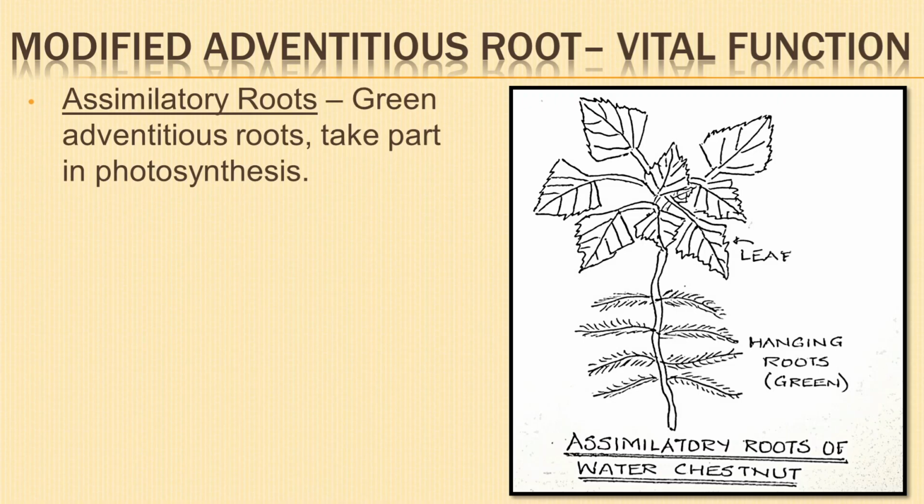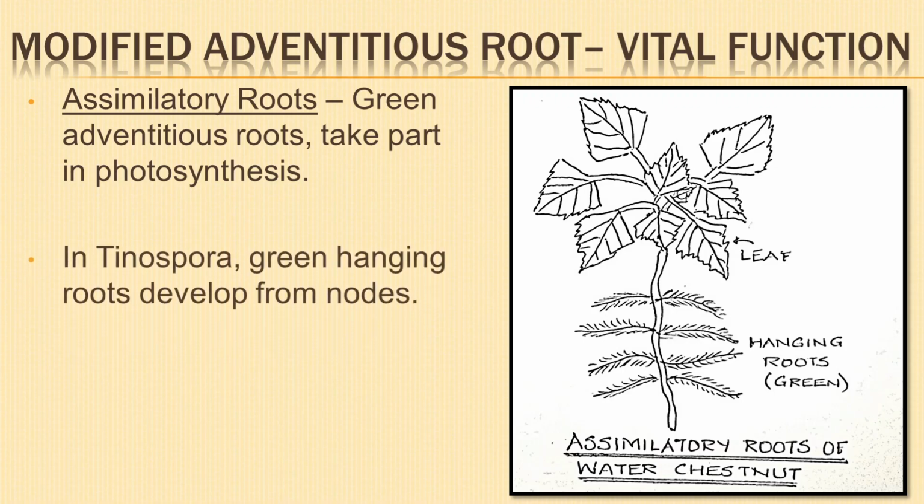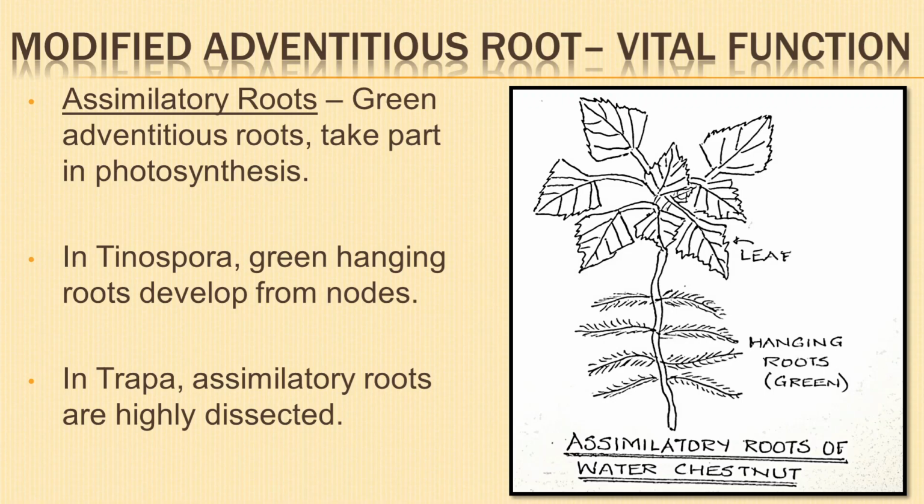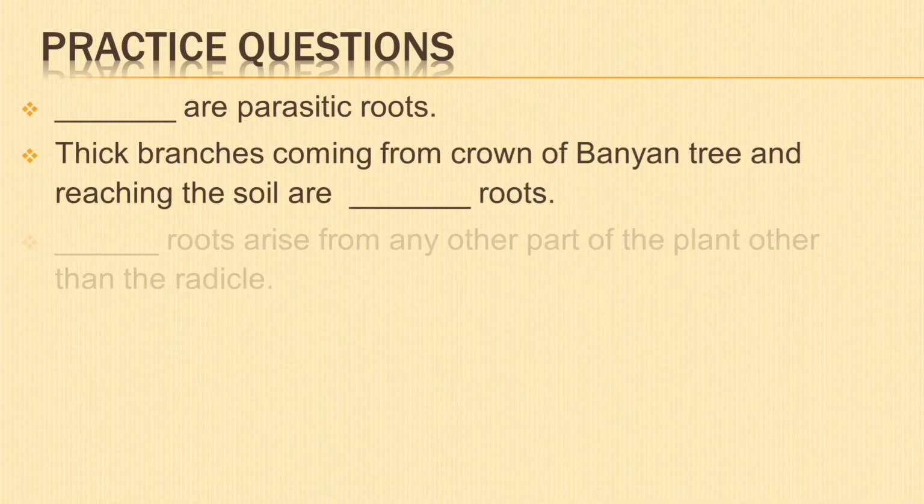They are green, adventitious roots and take part in photosynthesis. Green hanging roots develop from the nodes of Ctenopsora during rains. In Trapa, the assimilatory roots are highly dissected. So today, we have learned in detail about the functions of roots, types of roots, and also about the various modifications of the roots. I have some practice questions for you.